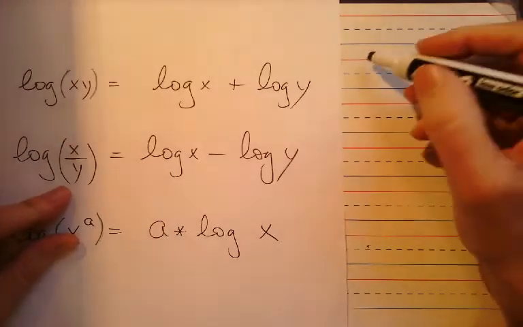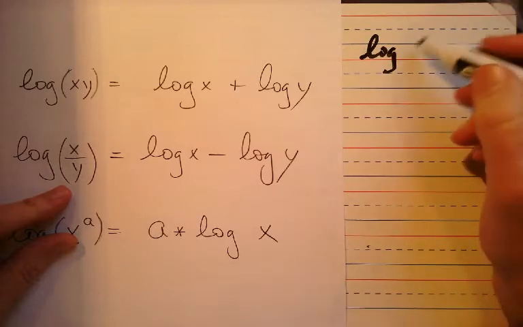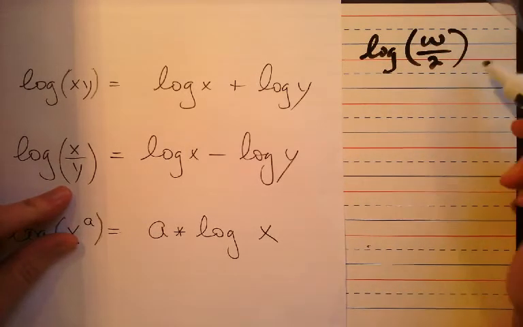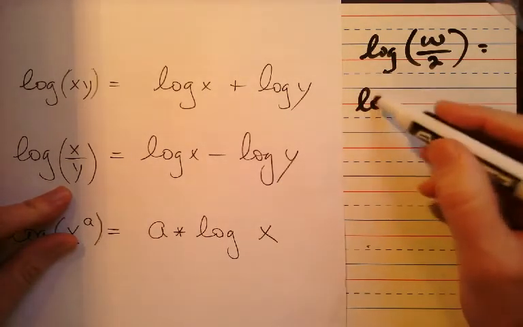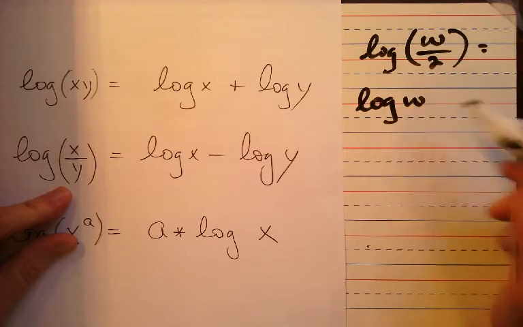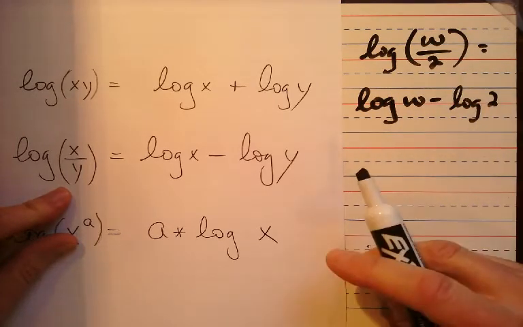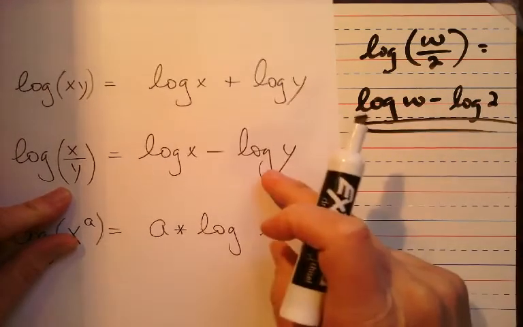So here I take the log of anything. Doesn't matter what it is. So w divided by 2. Well, what's that equal to? Well, according to this, that would be the log of w minus the log of 2, right? And just like before, I can start here and go that way.